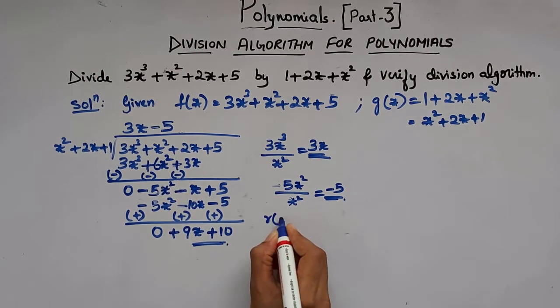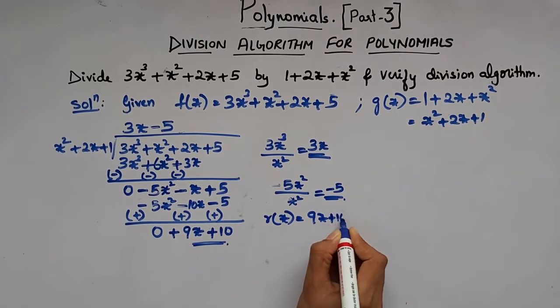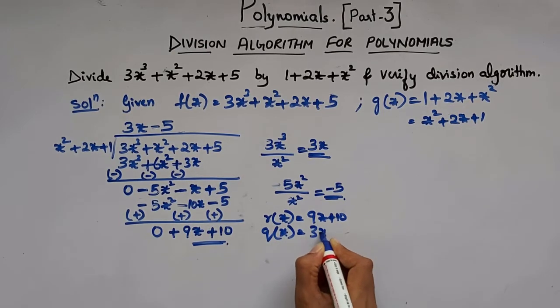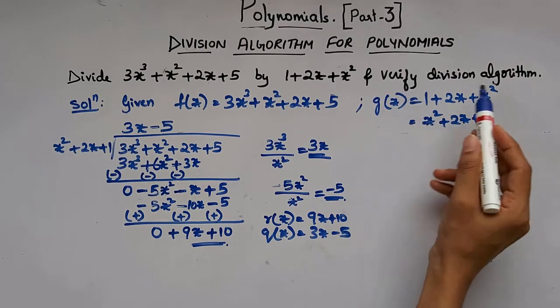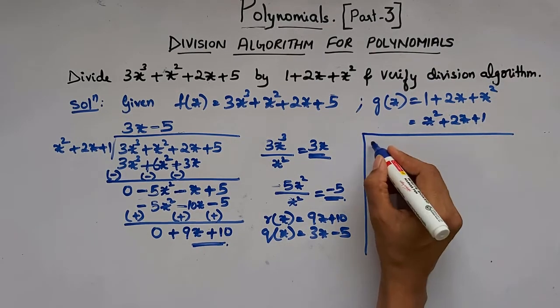So your r of x, that is the remainder, is 9x plus 10 and q of x, which is the quotient, is 3x minus 5. Now we have to verify the division algorithm. Let me do the verification part here.